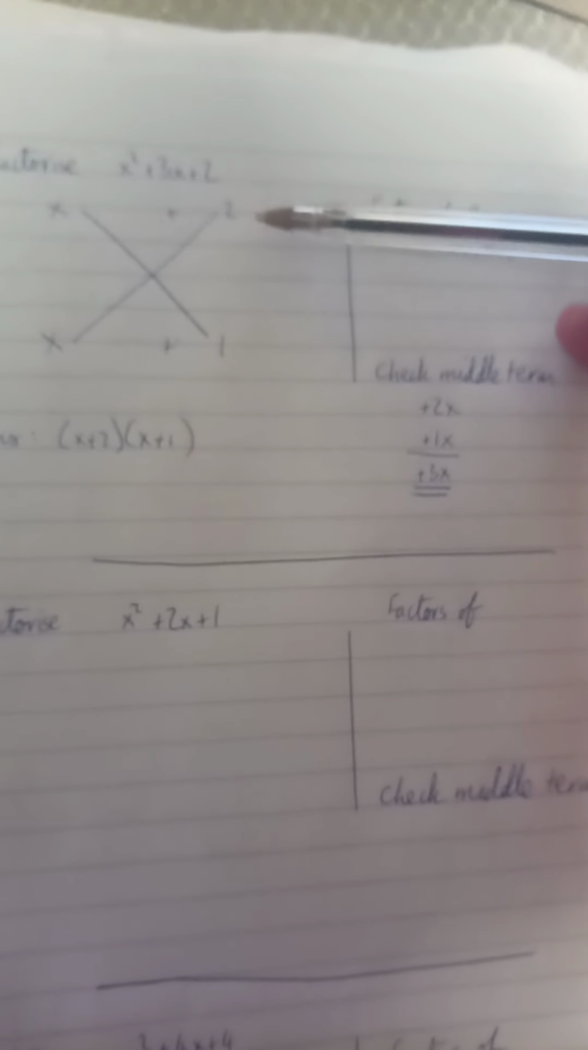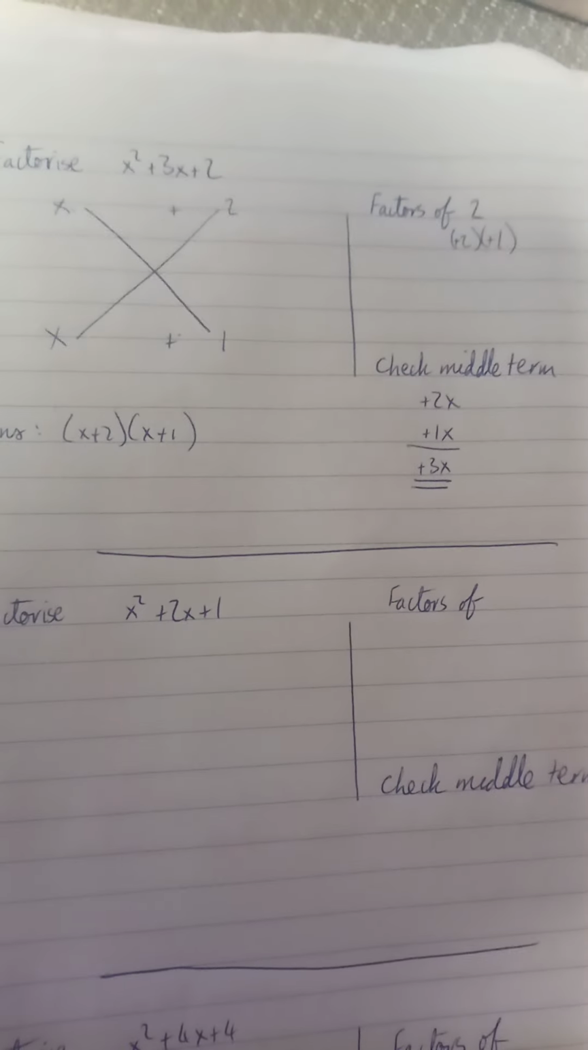So my answer is just taken as the top thing in brackets and the bottom thing in brackets as well. So (x + 2)(x + 1). Let's go on to the second one.